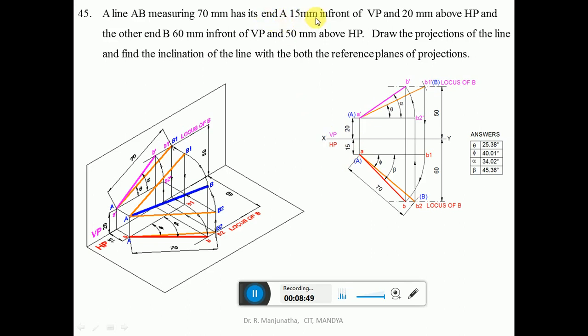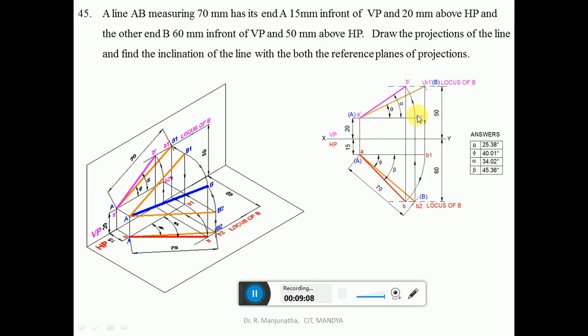So point A is 15 mm in front of VP and 20 mm above HP. 15 mm in front of VP is seen in the top view, so from the XY line you measure 15 mm below the XY line and draw a horizontal line. Similarly, 20 mm above HP: from the XY line you measure 20 mm above the XY line and then draw a horizontal line.